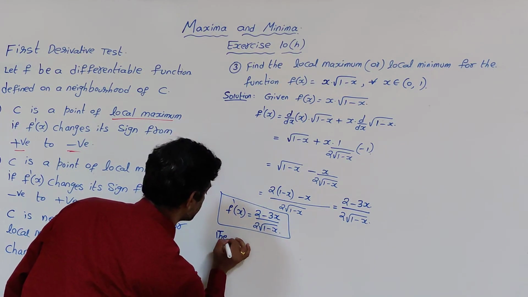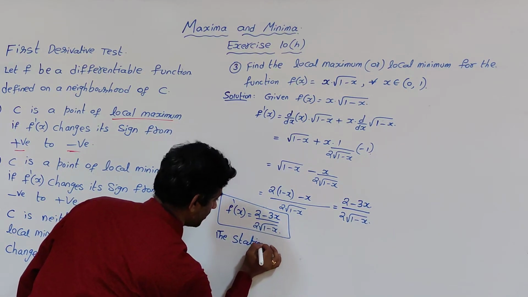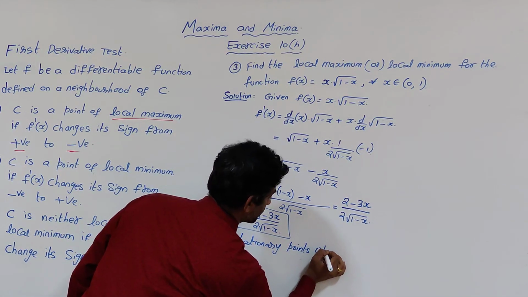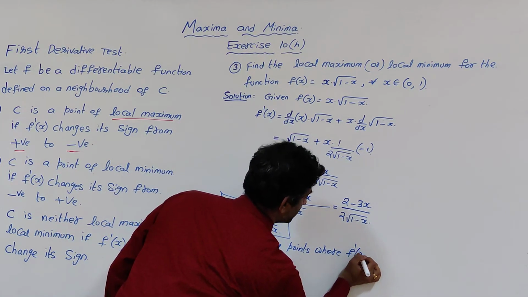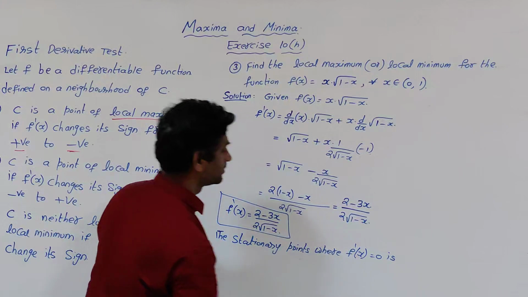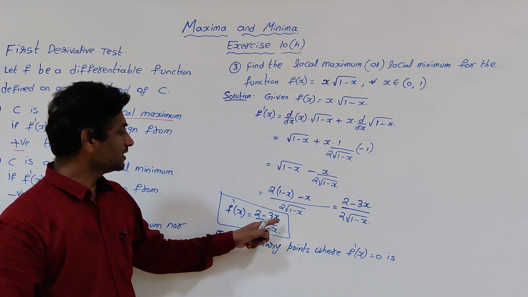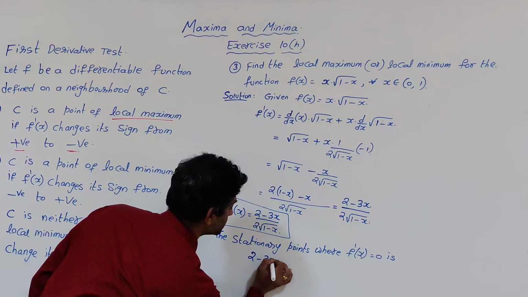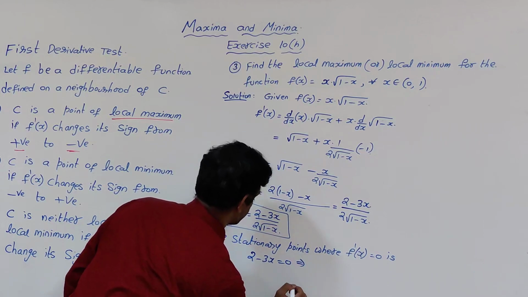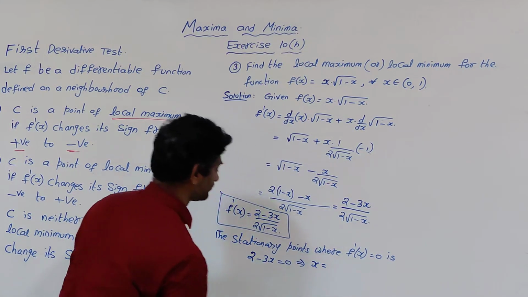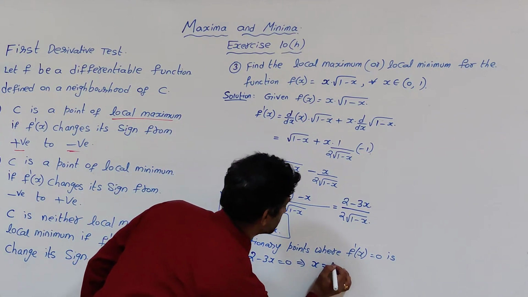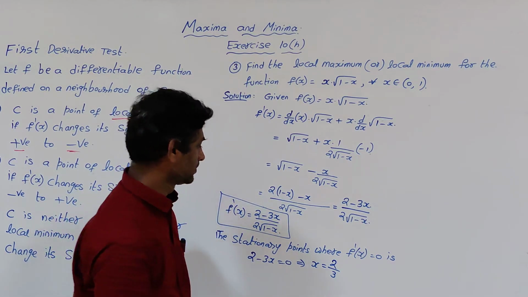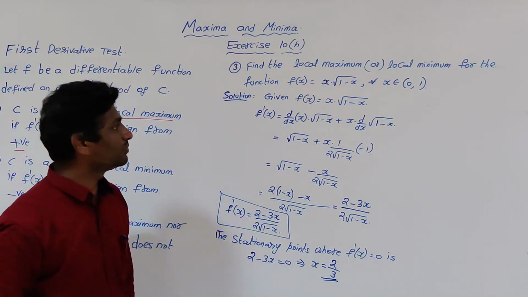Now the stationary points where f dash of x is 0. As it is a rational function, if the numerator is 0, then the fraction becomes 0. So 2 minus 3x is equal to 0 implies x is equal to what? It is 2 by 3. So 2 by 3 is approximately 0.6. So this is the stationary point.